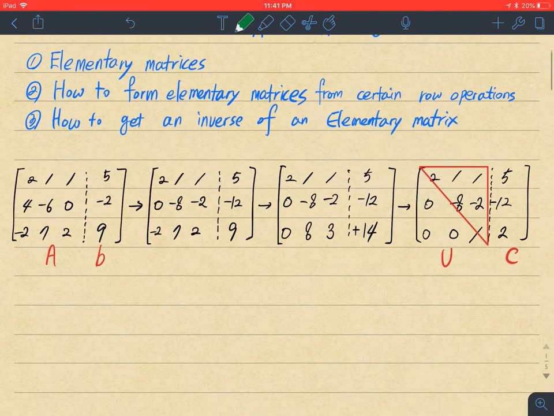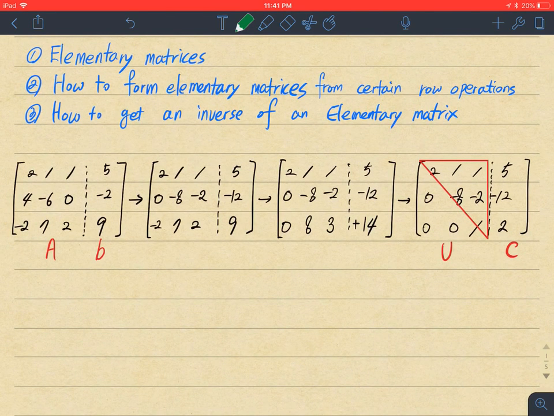In the forward elimination step, what do you do? You subtract the first row multiplied by 2 from the second row. So it's a row operation, right? You do row operations to go through the steps in Gaussian elimination.